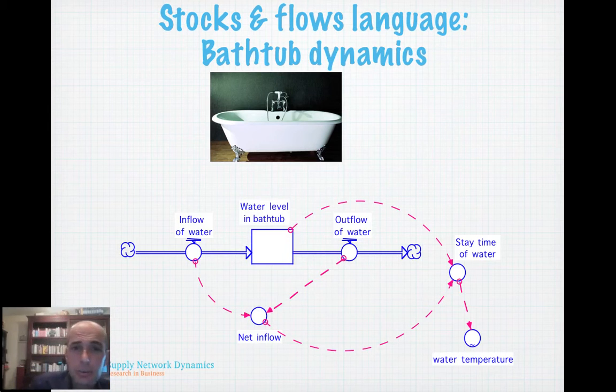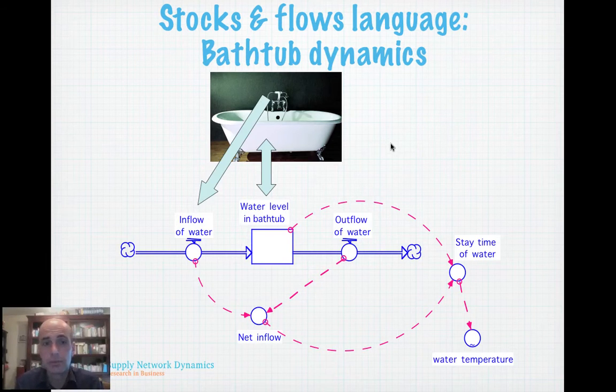Well, the easiest way to explain this is in the analogy of a bathtub. So here we have a bathtub and we have an inflow and an outflow. And this is the more symbolic representation of the bathtub. So the water level in the bathtub is a rectangle. We call that a stock or a level. The inflow of new water flowing in is this circle. And the outflow, the sink, is, well, another circle.